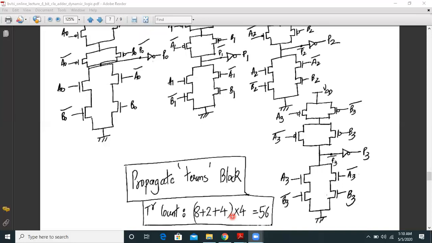Actually, you could have implemented this using dynamic logic only. Then the transistor count could have been less. It's your choice, up to you.